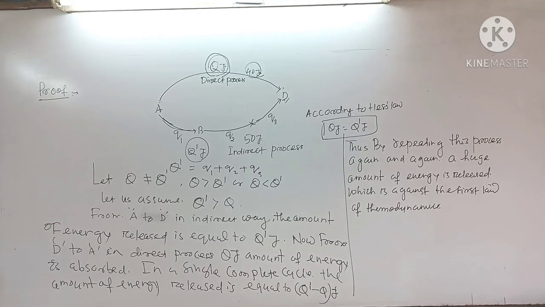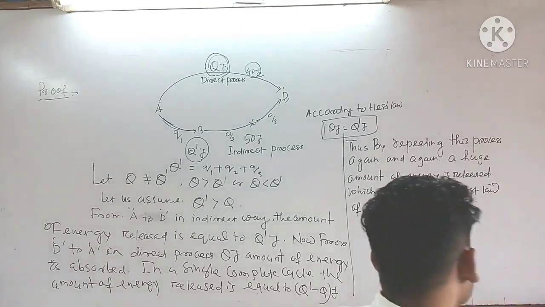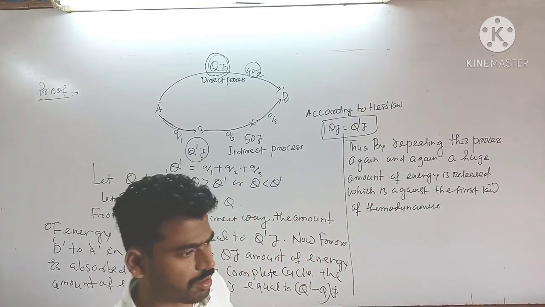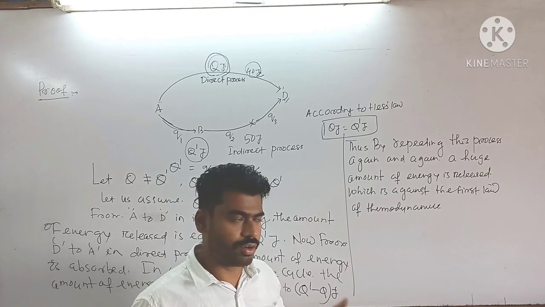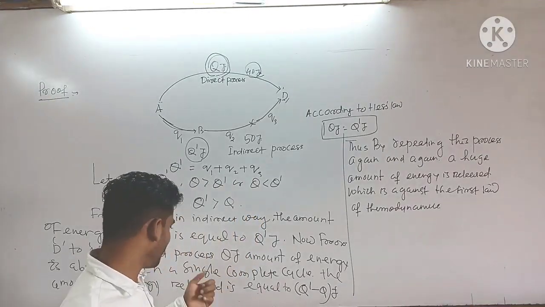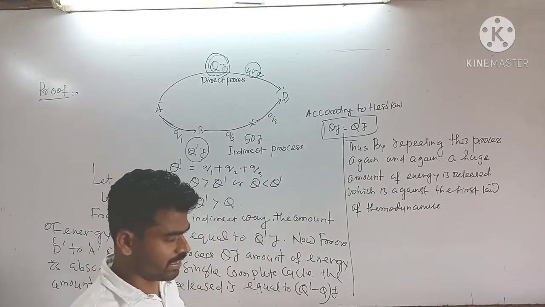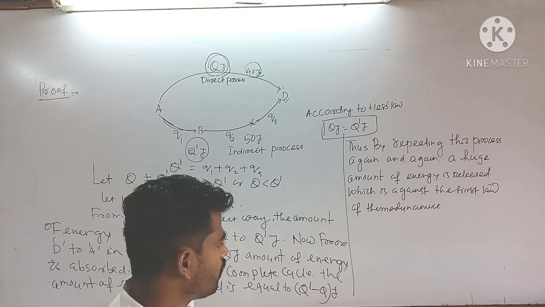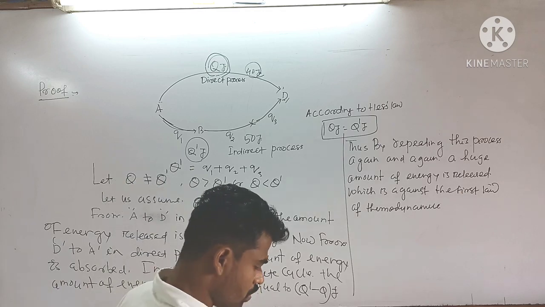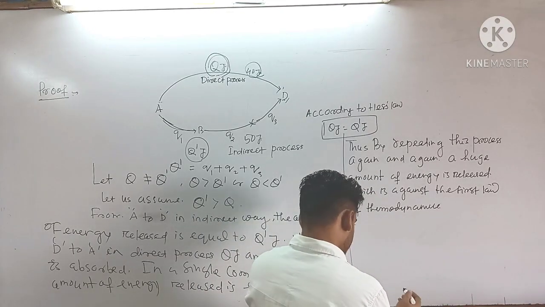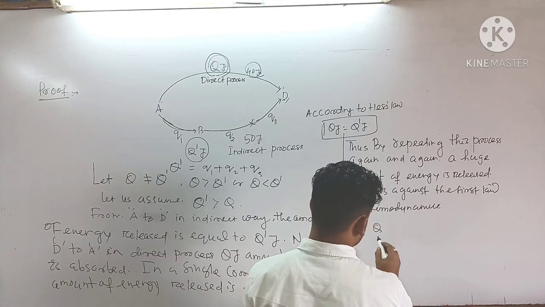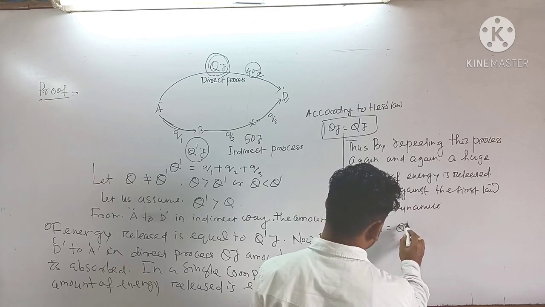According to the first law of thermodynamics, you know, the energy is conserved. That means energy can neither be created nor be destroyed. Here the energy is created, energy is released again and again. That is against the first law of thermodynamics. So our conclusion is, we only can write that Q is equal to Q dash.